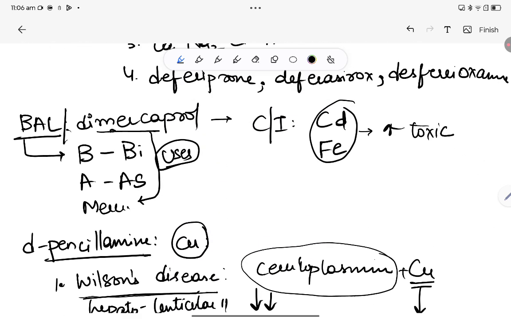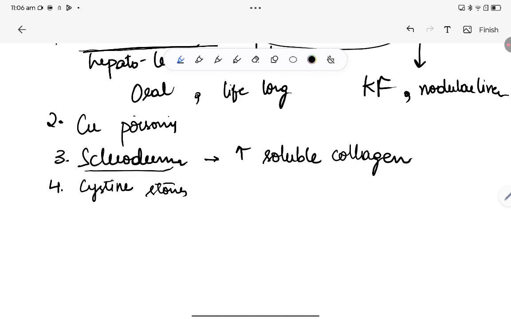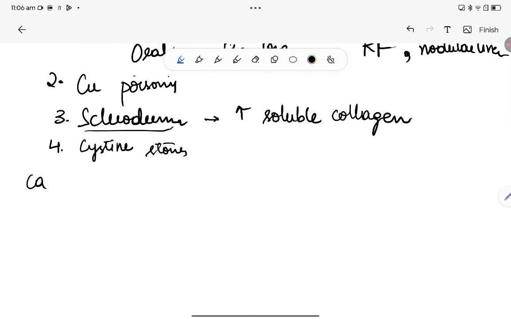Now, we have finished BAL, we have finished D-penicillamine. Now, let us talk about calcium disodium edetate. With respect to calcium disodium edetate, there is nothing more to talk, but only thing is, it is the best treatment of choice for lead poisoning, be it acute or chronic.